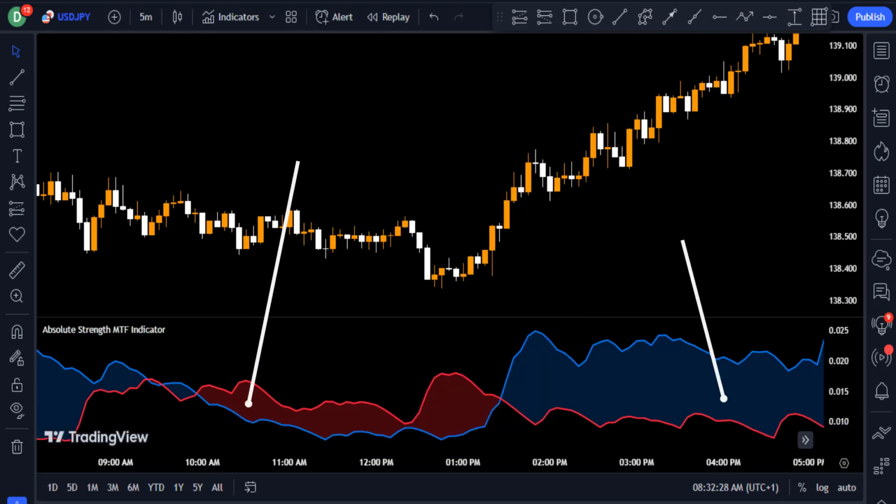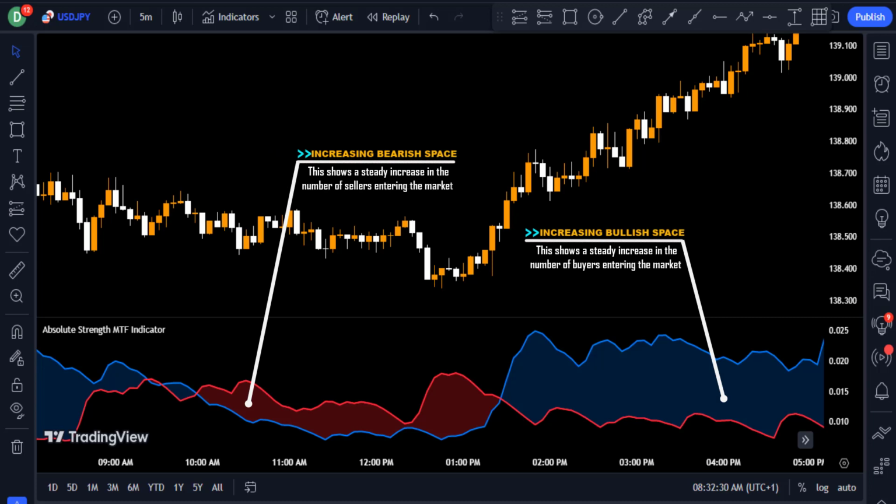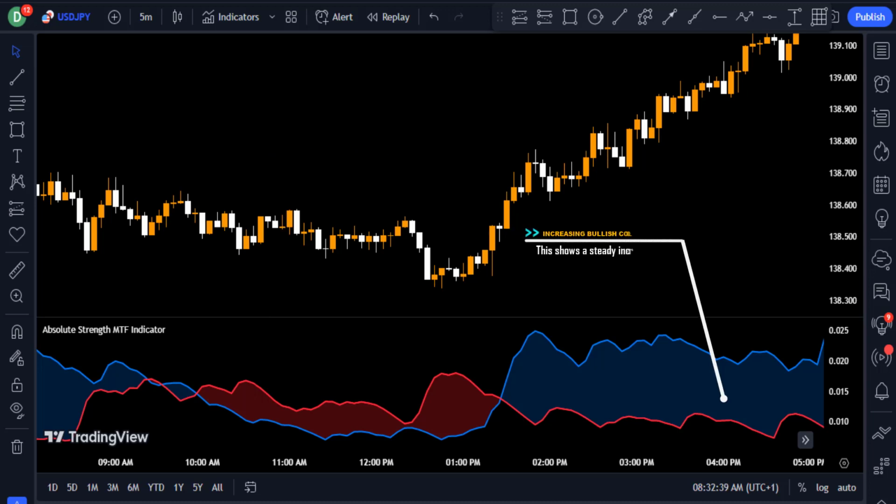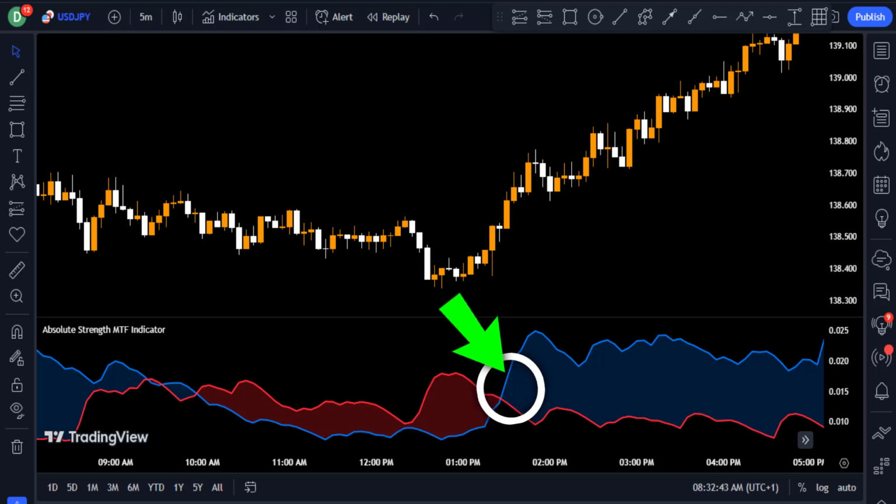Now, this space between these two signal lines shows the volume of either the buyers and the sellers in the market. When the space is red in color, it shows that more sellers are in the market than buyers. And when it is this color, it shows more buyers than the sellers. Now, when this bullish signal line is above this signal, you will lean towards taking a long trade. The opposite happens when the bearish line is below the bullish line.